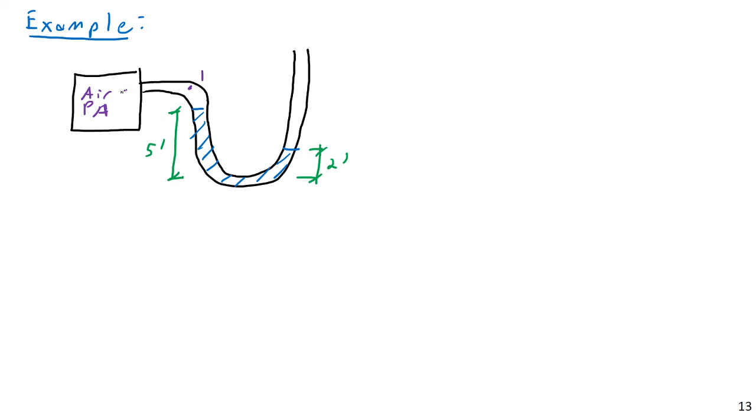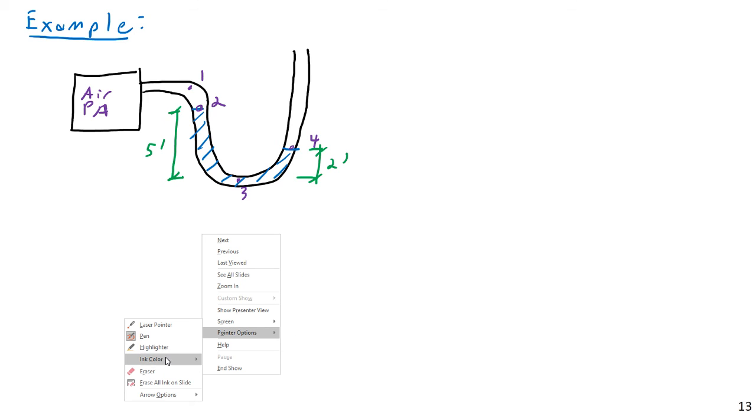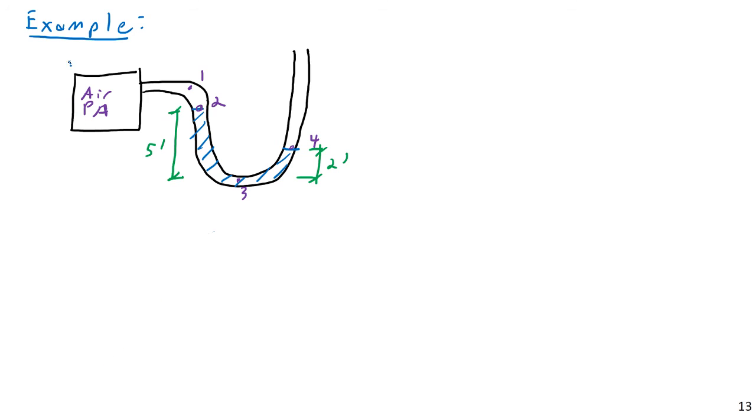At the same elevation, basically at the point where the tube starts to go down, this is point 2, point 3, and point 4. And I'm also told that all of this is given. I'm told that the fluid is water, so gamma water is 62.4 pounds per cubic foot. And I am asked to find PA, the pressure inside this vessel.